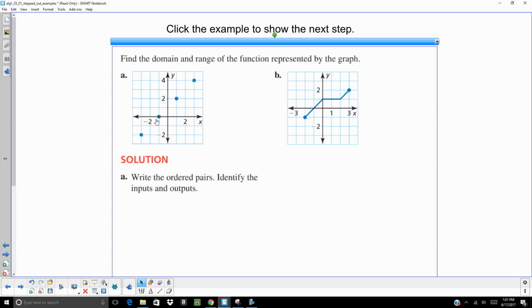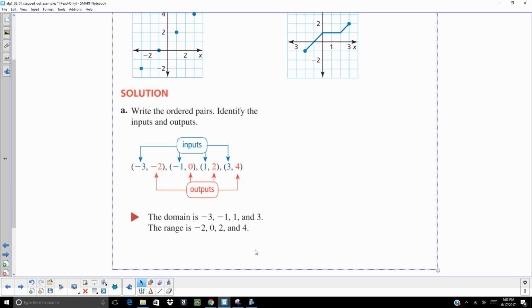Well, we've got ordered pairs, and it's not continuous, it's points. So I'm going to write those ordered pairs down. My inputs are my x values. That's my domain. My range are my outputs. So here, my domain is -3, -1, 1, and 3. My range is -2, 0, 2, and 4.